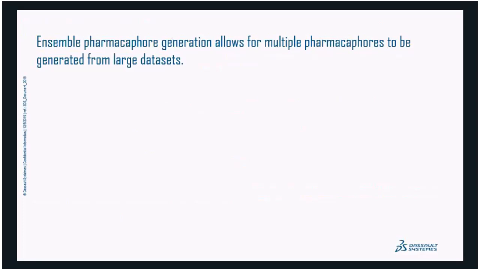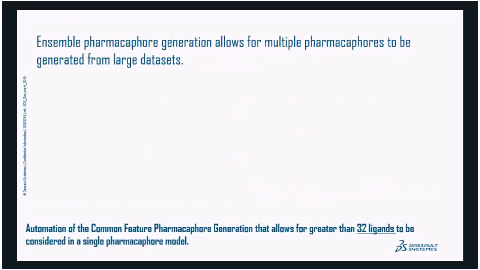The second new pharmacophore feature is ensemble pharmacophore generation. The important thing about ensemble pharmacophore generation is that it allows you to generate multiple pharmacophores from very large data sets. Previously we had a feature in Discovery Studio called common feature pharmacophore generation, but you were limited to assessing only 32 ligands for a single pharmacophore. So if you had a data set greater than 32 ligands, you had to manually split that data set up into various sets, and we had some tools to help with that, like a tool that finds diverse molecules within the data set, but you still had to split it up yourself.